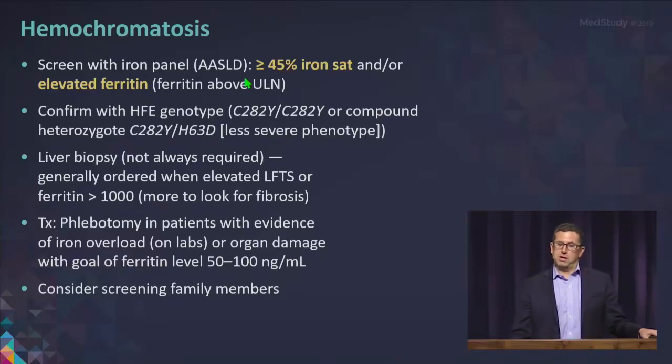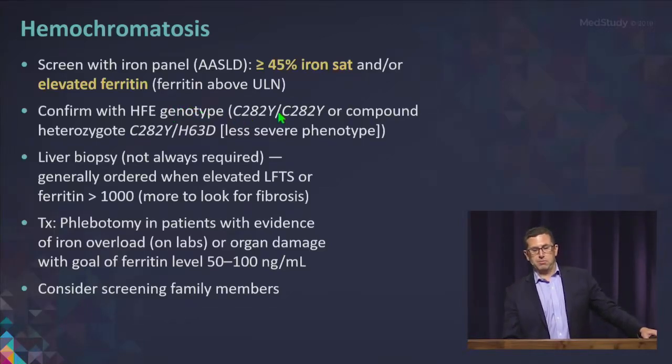Generally, we want to screen with iron studies. So if you see a SAT greater than or equal to 45% and or an elevated ferritin, you're going to want to send off an HFE genotype, which is a blood test. And the most common result would be a C282Y genotype.